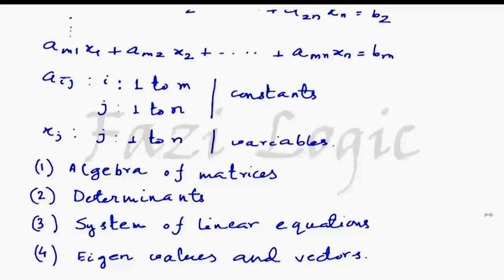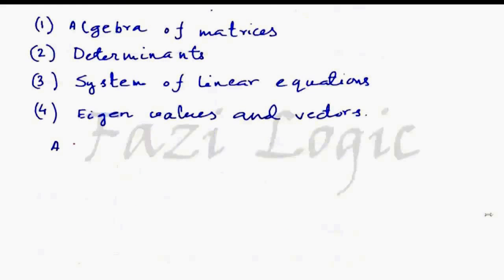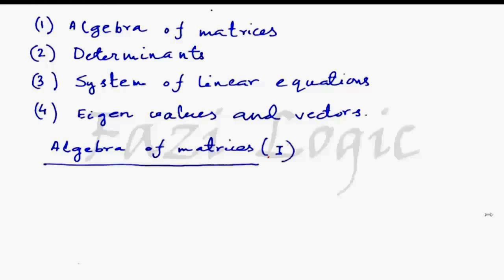So next topic is algebra of matrices. One. What are matrices? Matrices are tools for dealing with linear models. What is its definition? A matrix is defined as a rectangular array of m cross n numbers arranged in m rows and n columns.